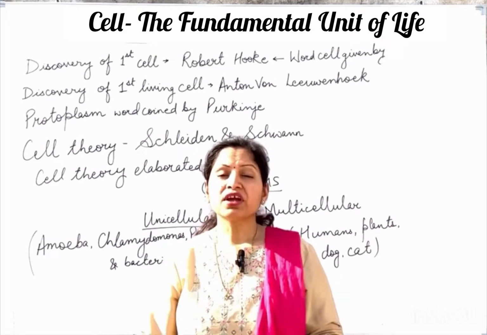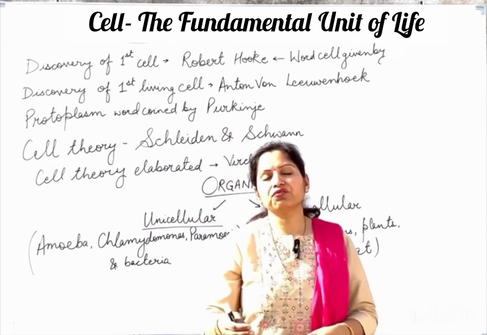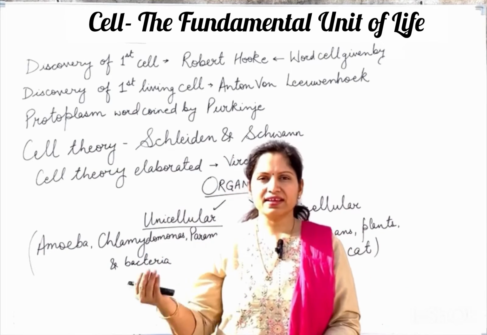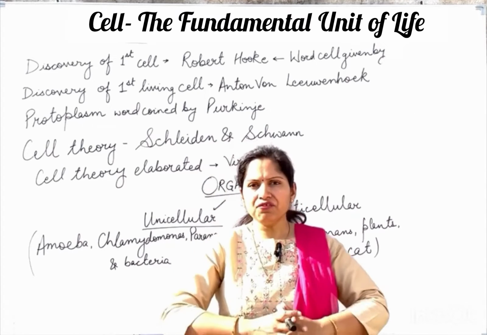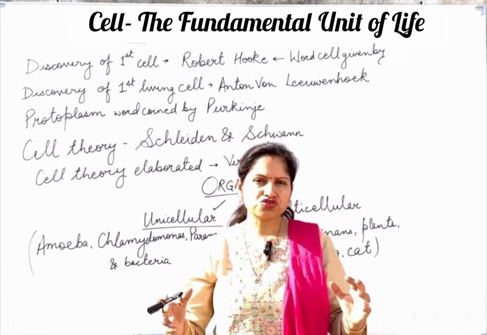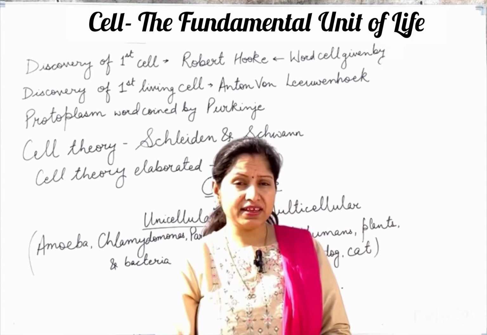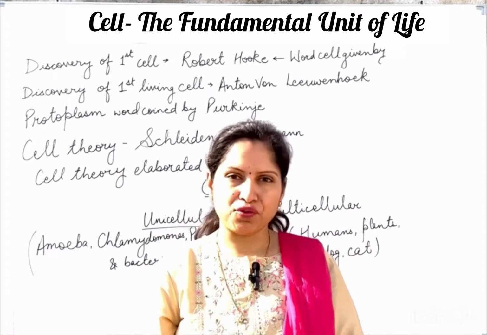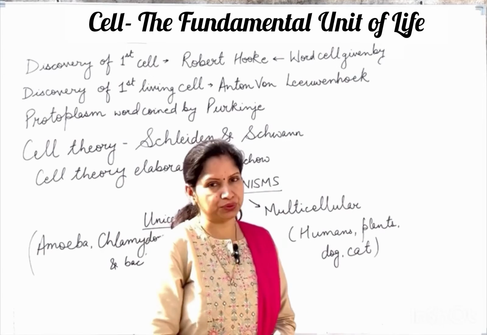And third point, every cell arises from pre-existing cells. So, if a new cell has to be formed, that will be formed from some pre-existing cell. Next, the cell is a basic structural and functional unit of an organism. Means every cell is capable of doing the basic functions that an organism performs. So, these are all the four points of the cell theory.